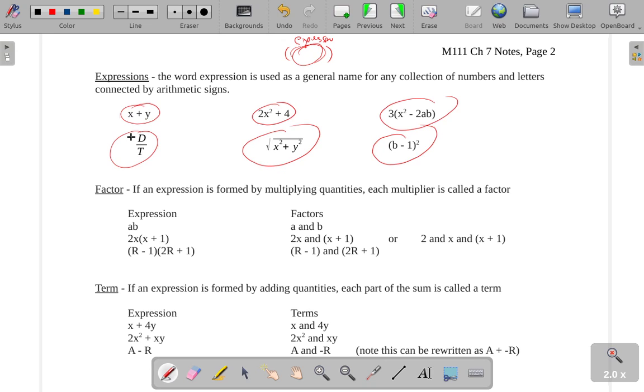You'll notice the thing that all of these are missing is there is no equal sign. Once you start talking about one thing being equal to something else, you're no longer talking about an expression, you're talking about an equation. You're saying that two things are equal to each other. Ultimately, all of these expressions are just a number. b minus 1 is a number. When you square that, you get a number. x squared plus y squared is a number. When you take the square root of it, you get a number here.